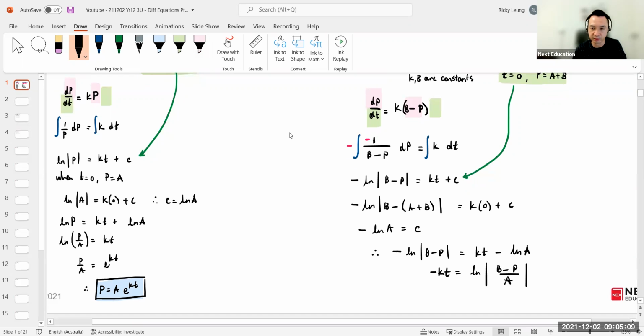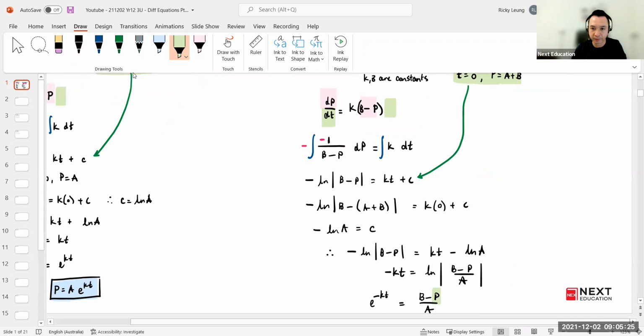Exponential both sides because they're mutually inverse. Minus kt equals b minus p on a. And then now the trick is to make P the subject. So times A up, and I think you actually get B minus P. Yep. So times A up, P on the side, we actually get a minus. So P equals B minus A e to the minus kt. Now, let me see why that's a minus. I think technically it doesn't matter. P minus B.